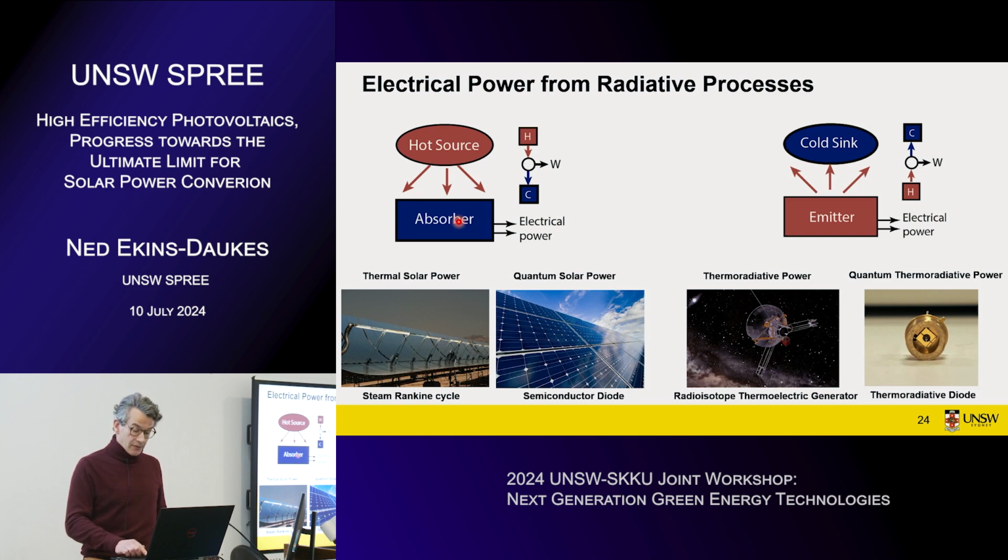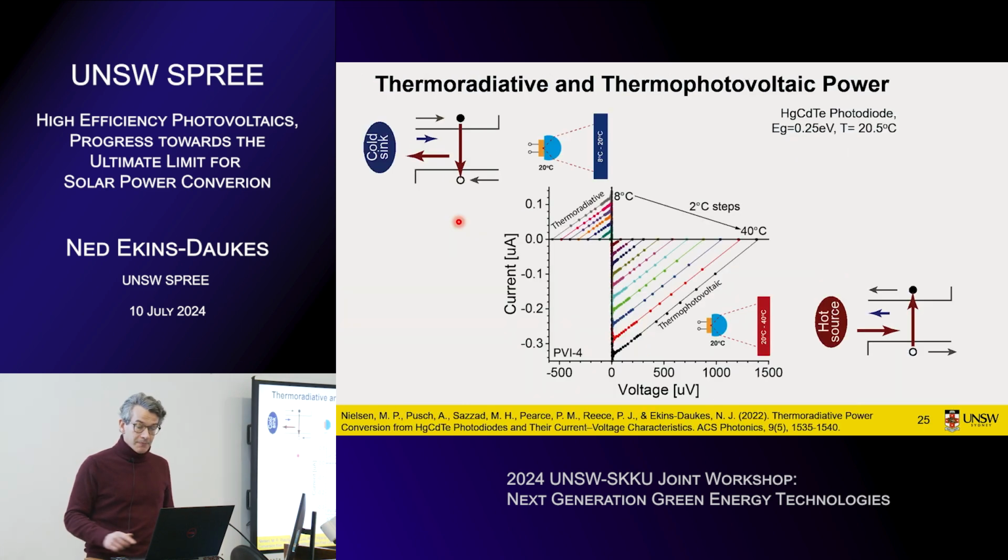So that's a thermoradiative diode. And in my last minute, I'll show you how this works. So we did an experiment that looks, with hindsight, quite simple. We have a mid-infrared diode here. So this is a low bandgap semiconductor. The bandgap is 0.25 eV.